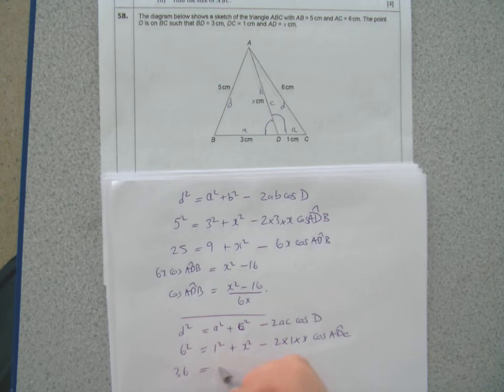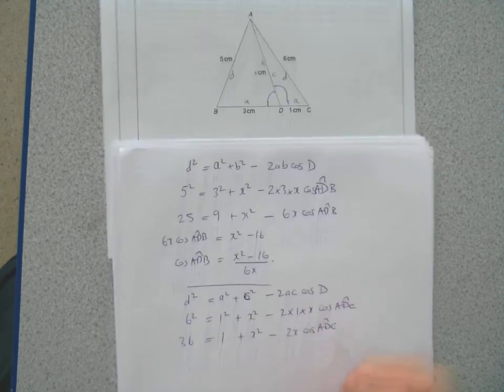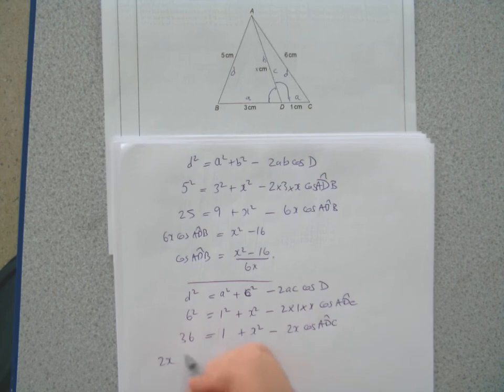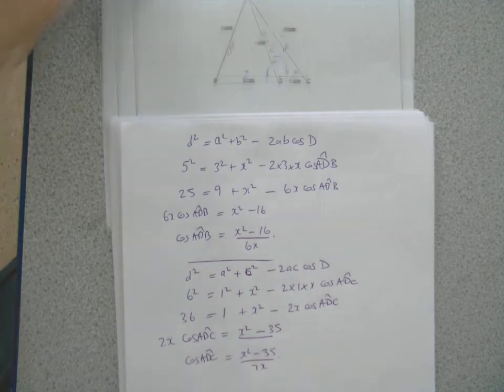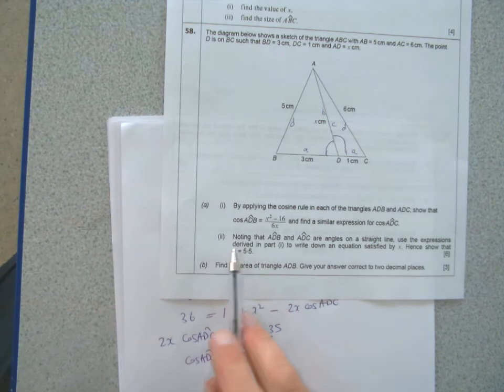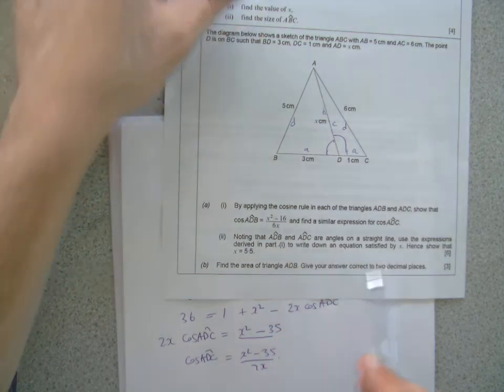So 36 equals 1 plus x squared minus 2x cos ADC, and then you take it over to the other side, so 2x cos ADC equals x squared minus 35. And then of course last step, cos ADC equals x squared minus 35 over 2x. So we've answered part 1 there. Now part 2 says, noting that ADB and ADC are angles on a straight line, use the expressions derived in part 1 to write down an equation satisfied by x and show that x is 5.5.